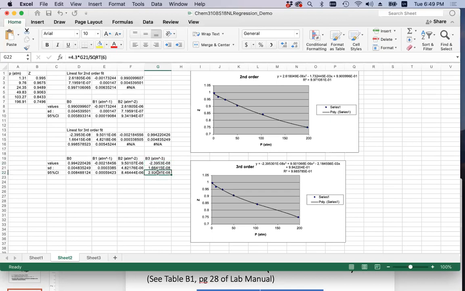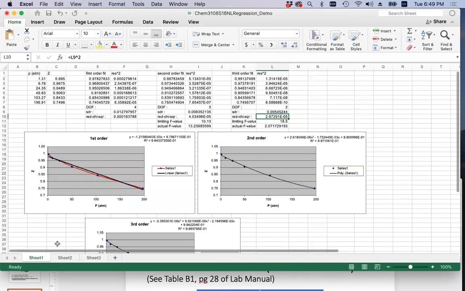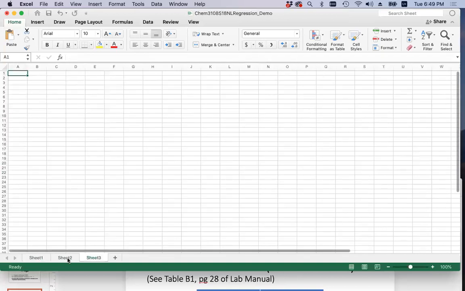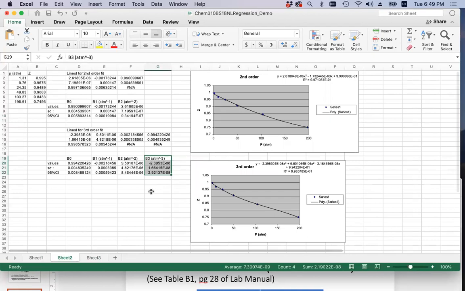So if you look at the uncertainty in this B3 coefficient and you see that it's larger than the coefficient itself, this is another indication that maybe we should not include this cubic term in the fit to this data because it's not well determined. The uncertainty is larger than the value. Right, so we've determined that basically two ways. We've used the F-test and we've looked at the uncertainties that we obtained.